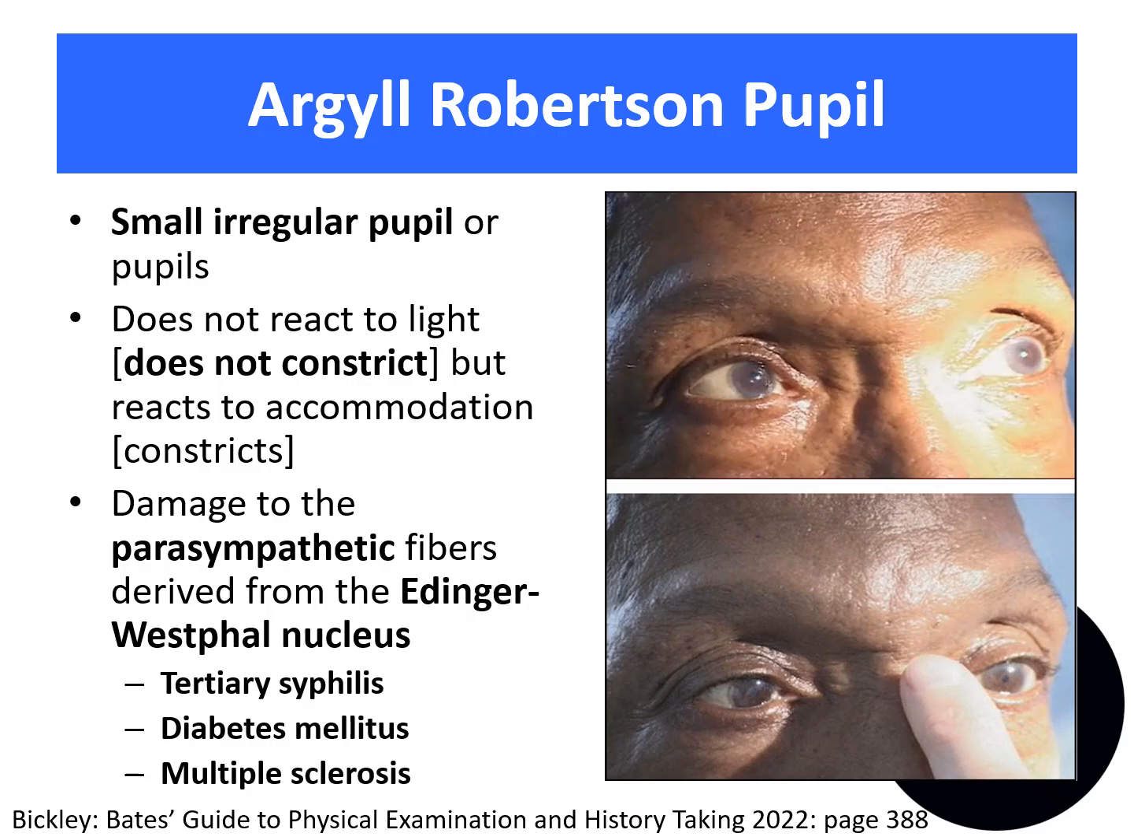The Argyll-Robertson pupil is due to damage of the parasympathetic fibers that are coming from the Edinger-Westphal nucleus, which is located in the midbrain. So please remember that. Argyll-Robertson pupil: damage to the Edinger-Westphal nucleus, which is the nucleus that carries parasympathetic to a certain portion of the region of the head. There are 3 causes that you need to be aware of. 1 is tertiary syphilis, 2, diabetes mellitus, and 3, multiple sclerosis.